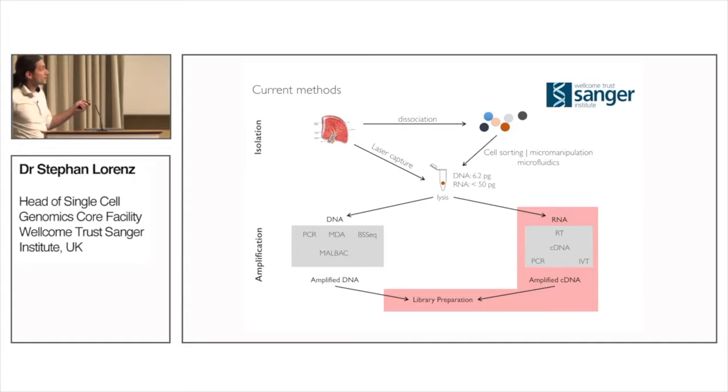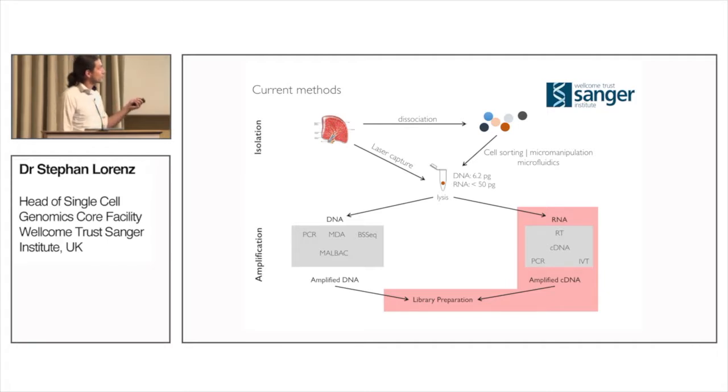The most direct one is probably laser capture from tissues into some form of reaction vessel. Most people at the moment use dissociation approaches to get single-cell suspensions, and then there's a range of methods, most commonly cell sorting. There are also ways to use micromanipulation or microfluidic machines like the devices from Fluidigm, or droplet platforms that in the end all yield a cell in some form of reaction container. A typical human cell contains 6.2 picograms of DNA and typically less than 50 picograms of RNA, which is why we need to amplify material.